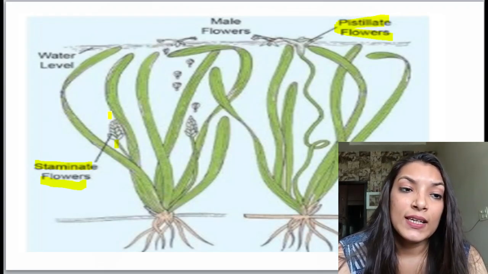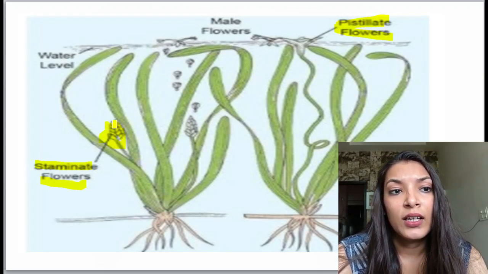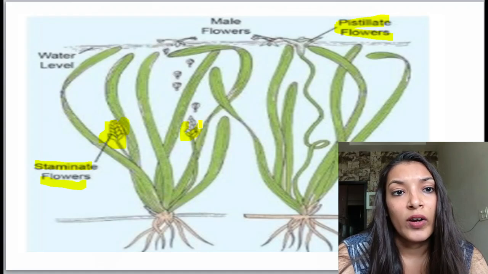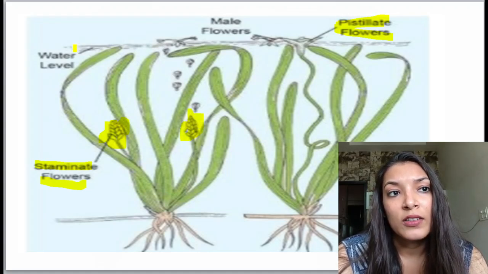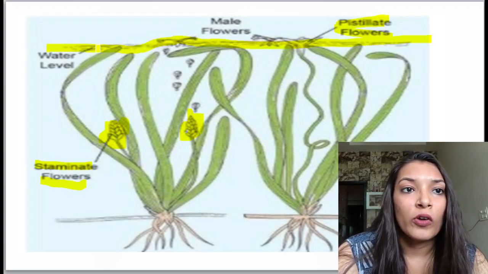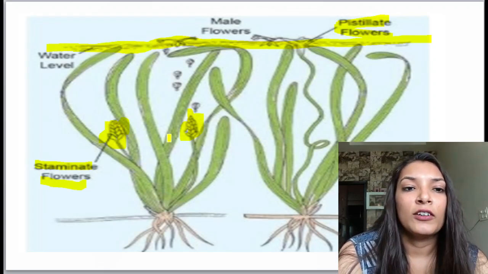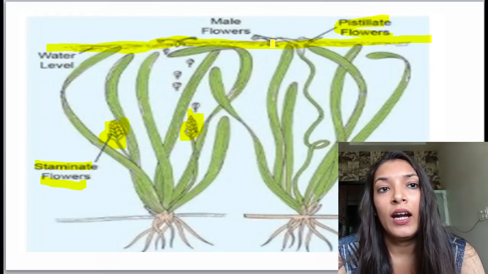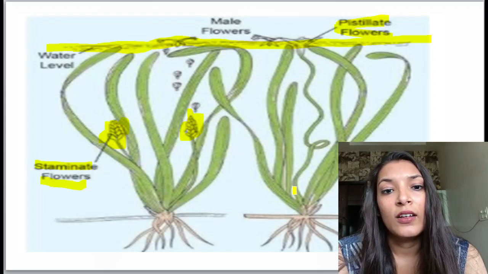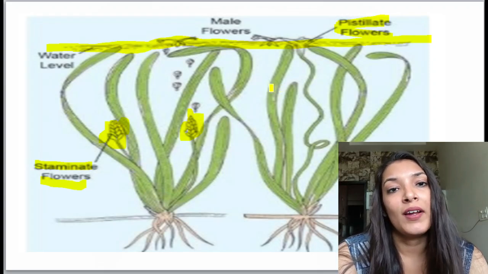What happens in Vallisneria? You can observe that here are the male flowers, which are beneath the water surface. This is the water level. Suppose this is a picture taken from the sea. Beneath the water level, the male flowers are present, and above the water level are the female parts of the same plant. Both belong to Vallisneria.